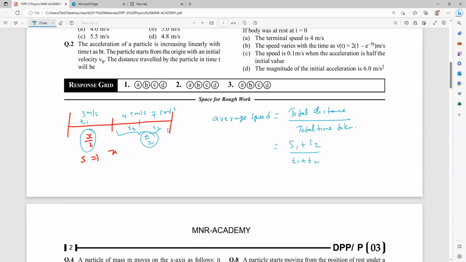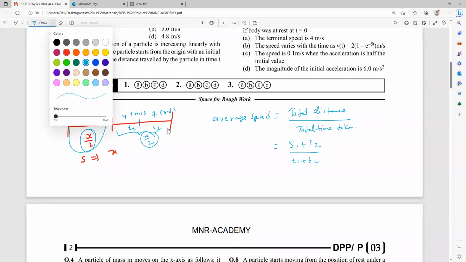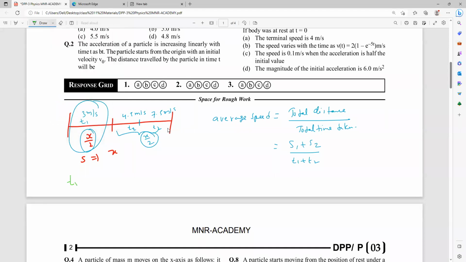Now we want to find time t1. So time t1 is equal to what will come? Distance divided by speed. Yes or no? So which is equal to x by 2 divided by 3. So time t1 is equal to x by 6.